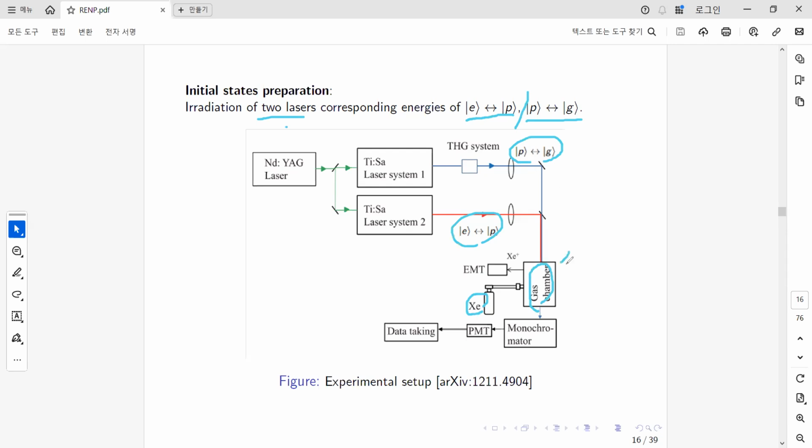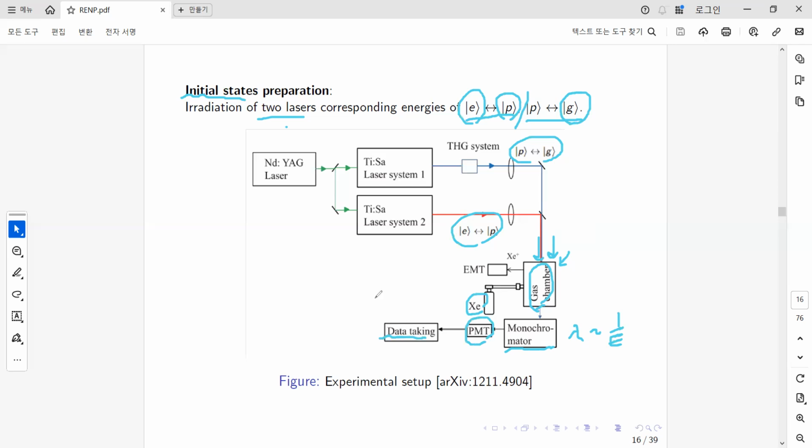Then this gas chamber contains the condensed atoms, and if we irradiate these two lasers, then the initial state of these atoms is prepared in the excited, intermediate and ground states, and other QED transitions are forbidden. By using the detectors with some optical system, like a monochromator, to observe the wavelength which corresponds to the energy in here, and by using the PMT, we can amplify the optical signal so that we can take the data.